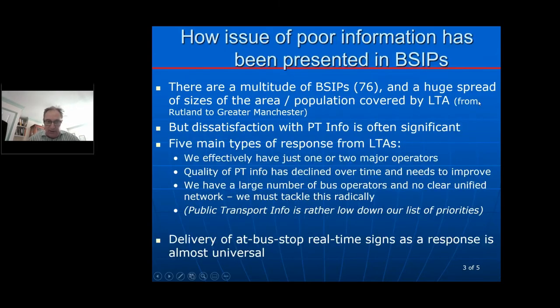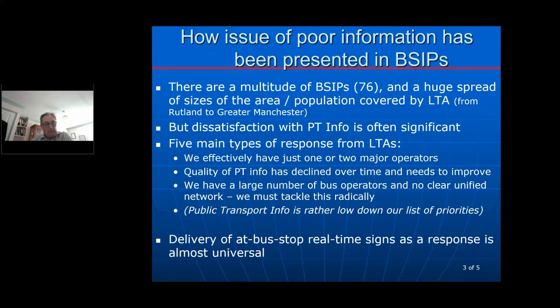Let me just click. Okay. How was that issue of poor information being dealt with in the BSIPs? Well, there's a multitude of BSIPs. I've counted 76 with a huge spread of sizes of area and size of population, from Rutland, of course, being the smallest population, right up to Greater Manchester and Transport for North East England.